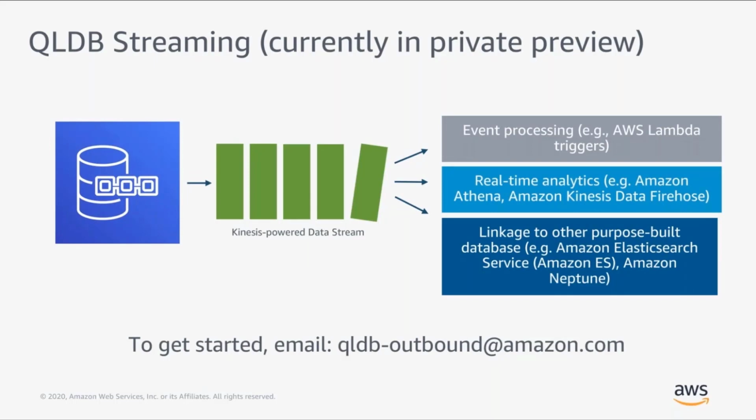At re:Invent in December, we announced the private preview of QLDB Streaming. QLDB Streams capture all document revisions committed to your journal and deliver them in near real time to Amazon Kinesis data streams. Customers can consume data from the stream to drive event-based logic for real-time analytics and to feed data from your journal into data warehouses, relational databases, Elasticsearch, and other purpose-built databases. QLDB Streaming is in private preview now and will be generally available very soon.